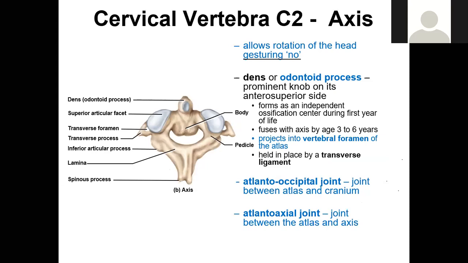One of the important jobs of the axis is it allows us to rotate the head left and right when we're saying the word no, when we're gesturing no. The most important characteristic on the axis bone, or C2, is the odontoid process.